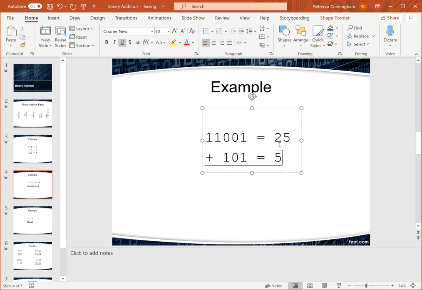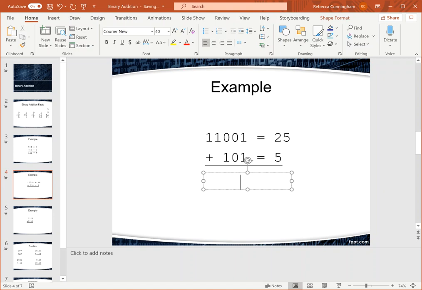Okay, so I'm really adding 25 plus 5, which is 30, and so that's the solution that I want to get down here. So this one does have a carry. When I start over here and add this 1 plus this 1, that answer is 2. Okay, but I can't write 1, 0 down here.